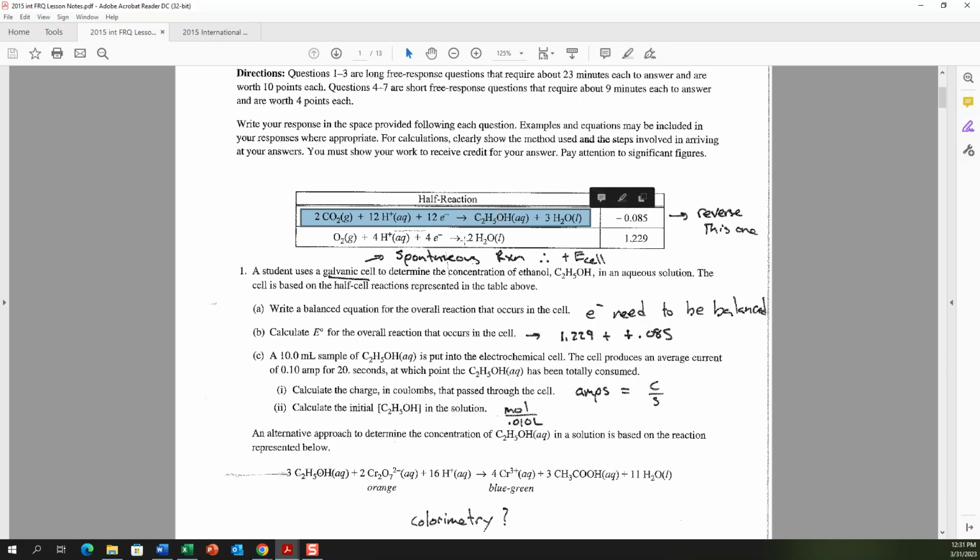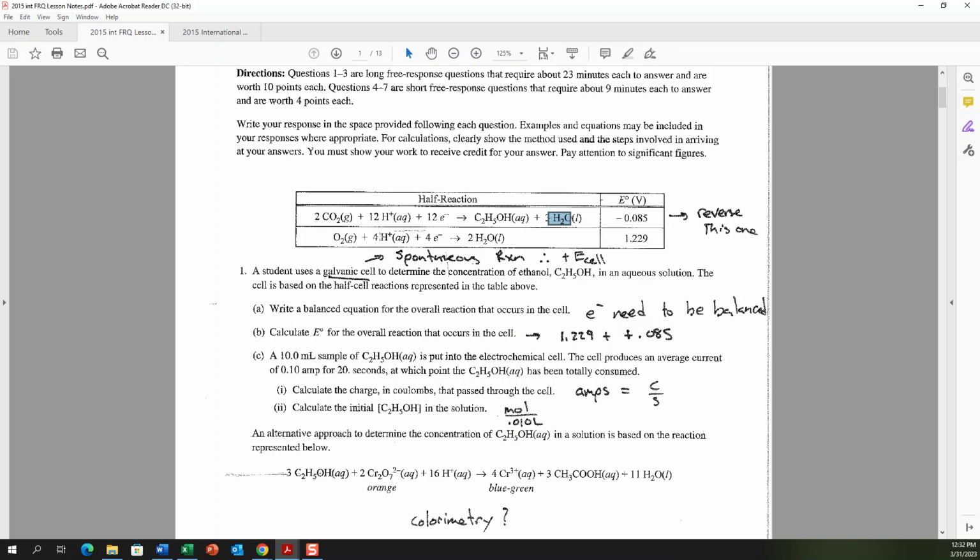I'm going to add these two, but remember when I add these two, number of electrons has to be equal to each other. So I know I got to multiply this equation by 3. So all these coefficients will be 3. I'm putting these two things on the reactant side and these two things on the product side. Notice you're going to end up with some H pluses canceling out as well. And you're going to end up with some waters canceling out.